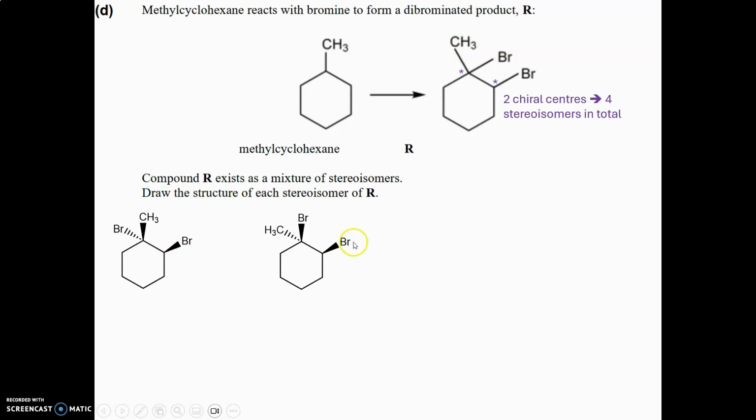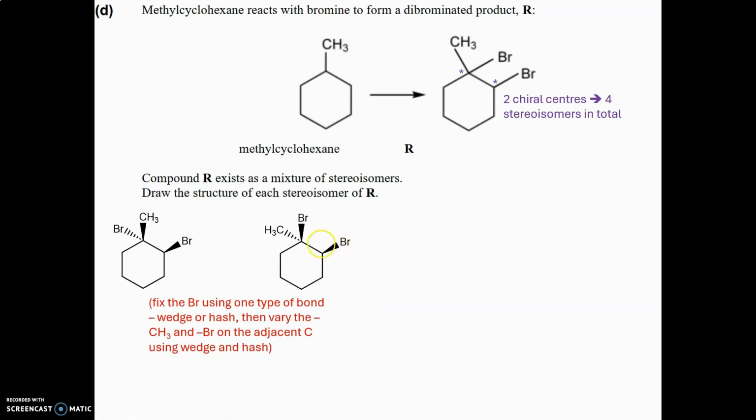For example, I fix the Br using a wedge bond, and then on the adjacent carbon with the methyl and bromine, I vary the bonds for both methyl and bromine. So this one is bromine with hash, methyl with wedge, and this one is methyl with hash, bromine with wedge. Then I do the same, except that this time I use the hash for the Br, and I do the same by varying the bonds. So these are the 4 stereoisomers for R.